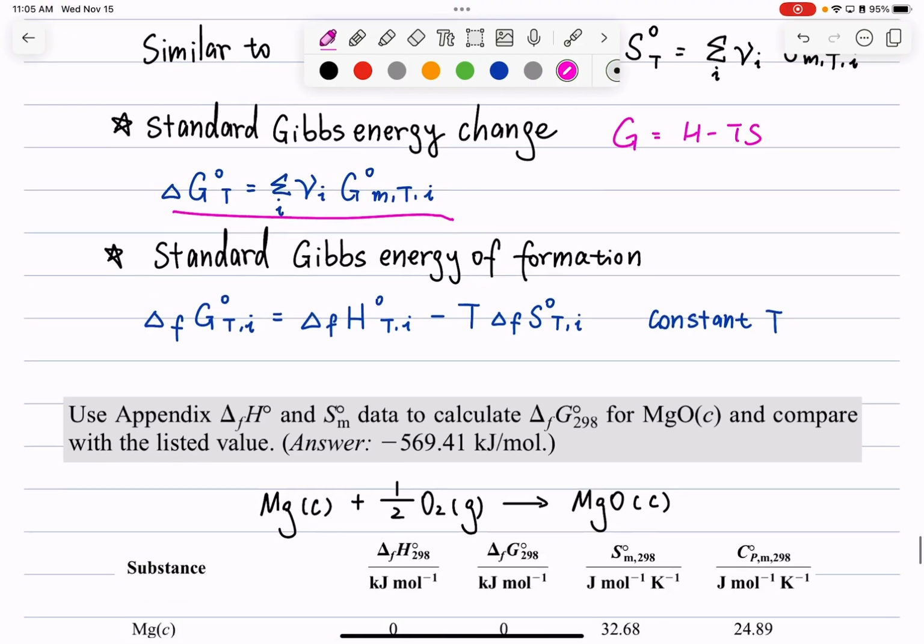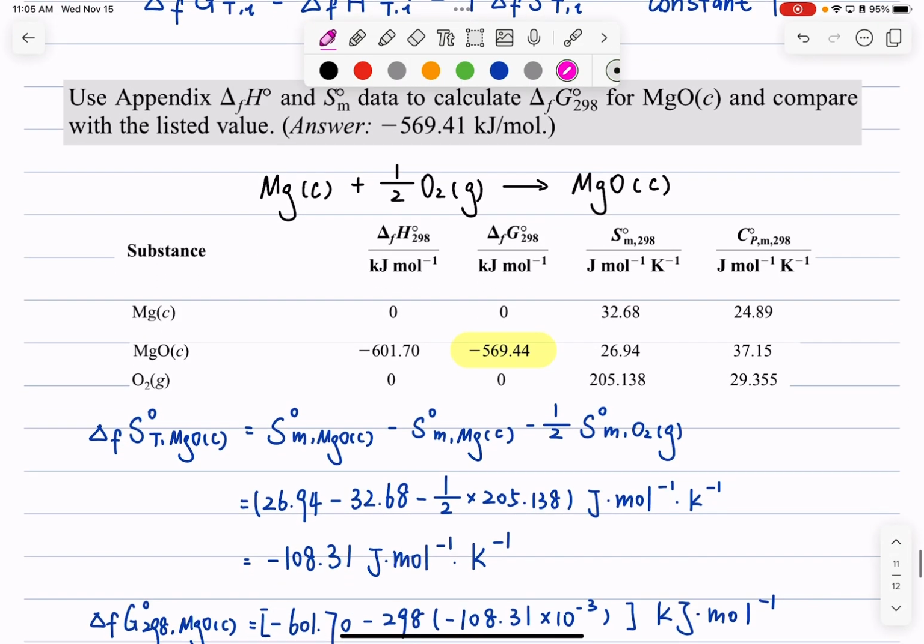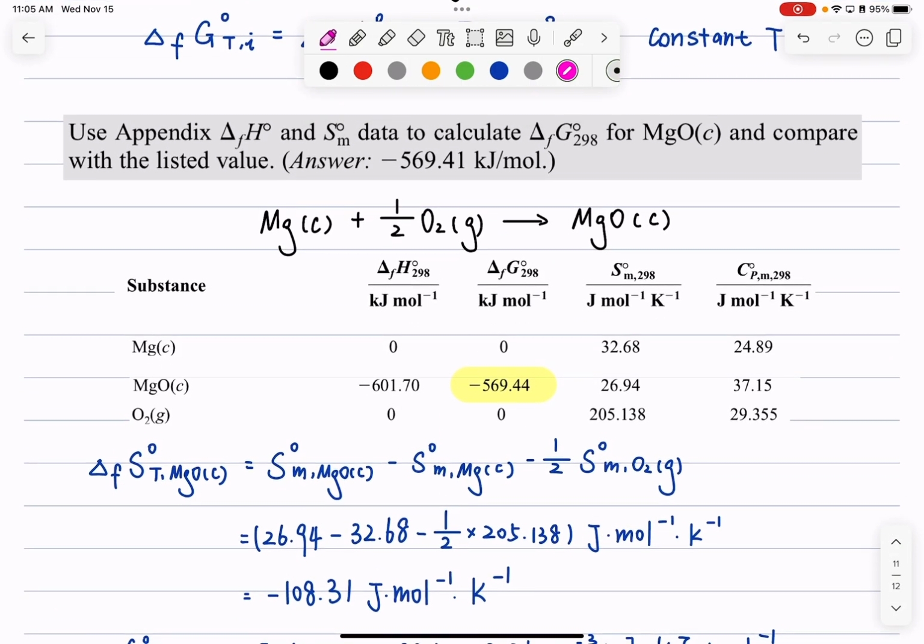One of the example questions asks you to use only the delta H and the S naught value to calculate delta G of formation for magnesium oxide and compare your result with the tabulated data. In that case, you shouldn't be using this column here. You shouldn't just go into that table and get that number. It doesn't matter how you get that number. What matters is how you set up the calculation.